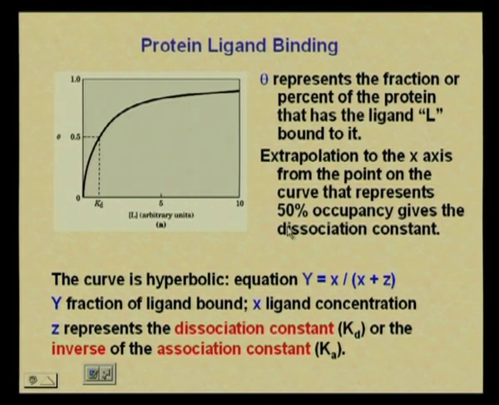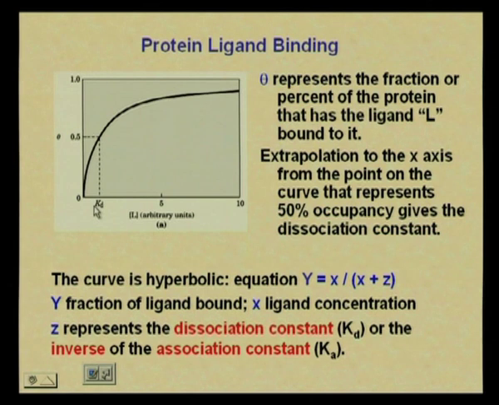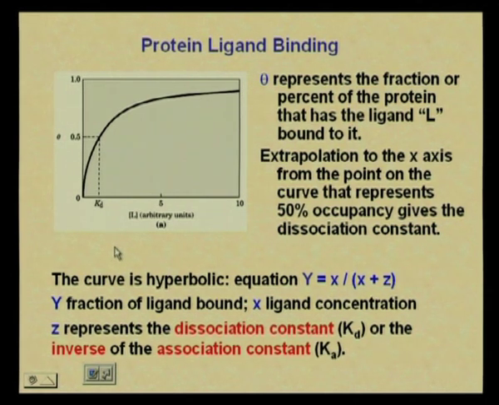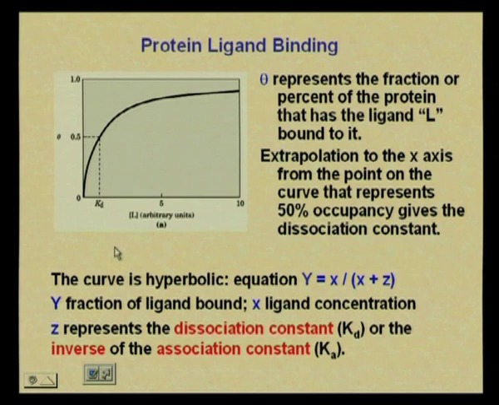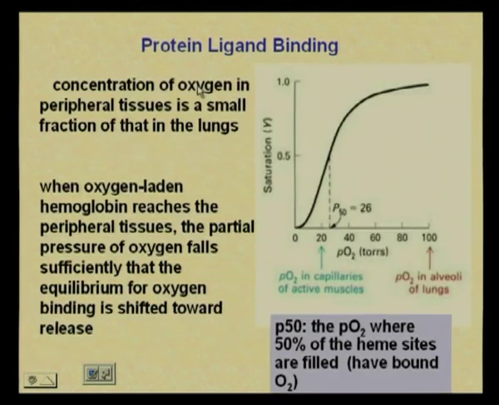So, what are we saying? We have extrapolation to the x axis from the point on this hyperbolic curve that corresponds to a fractional occupancy of 0.5 or 50% saturation, which means that whatever we have corresponding on the x axis is the dissociation constant. Fine. Now, we are going to see how we can utilize this for the binding of oxygen not only to myoglobin, but also to hemoglobin, which actually behaves a bit differently. So, if we go to protein ligand binding in general, we will study this in more detail later on.